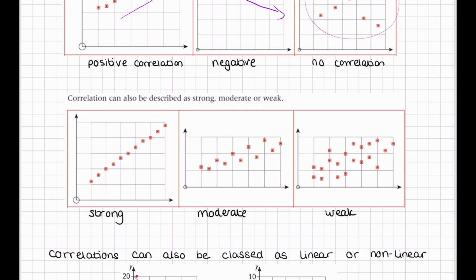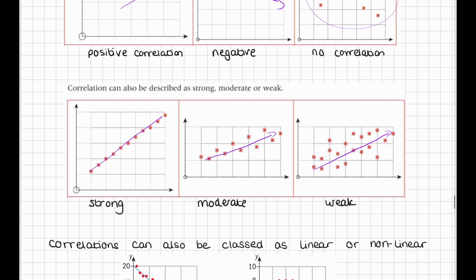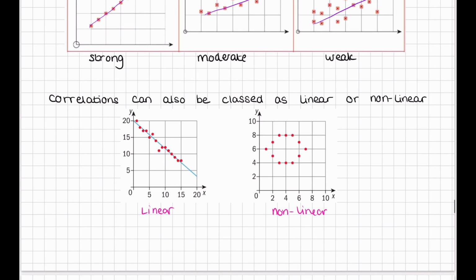A strong correlation would be where it would look very much like a straight line, very close to a straight line. Moderate, you can still see there's an upward trend, but the data points are a bit more spread out. And weak, once again, you can kind of see there's an upward trend, but the data points are a lot more spread out. Correlations, we can also class them as linear or non-linear. Right now, we will only be looking at linear, but there are also non-linear correlations too.